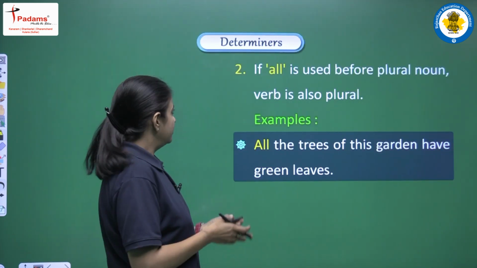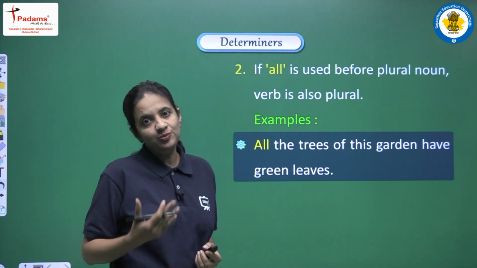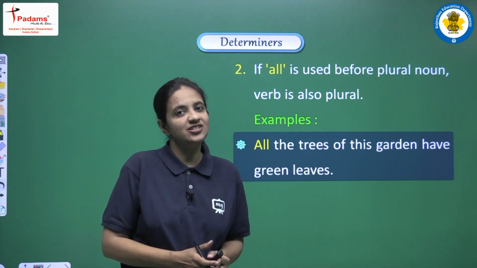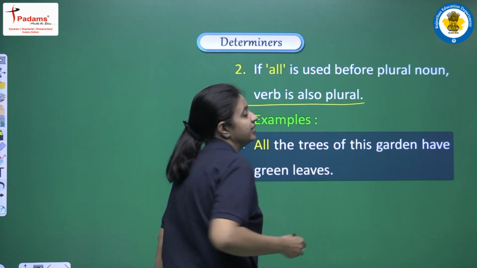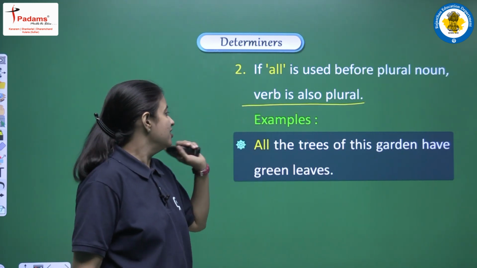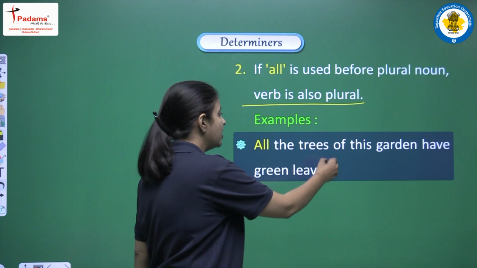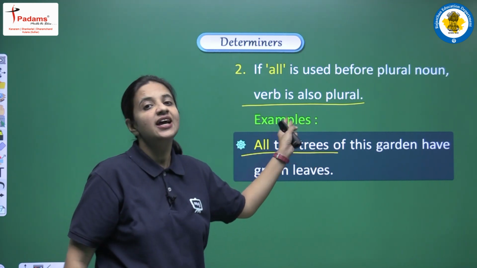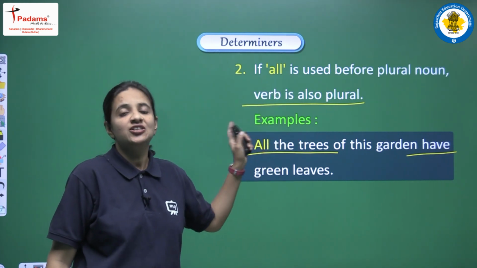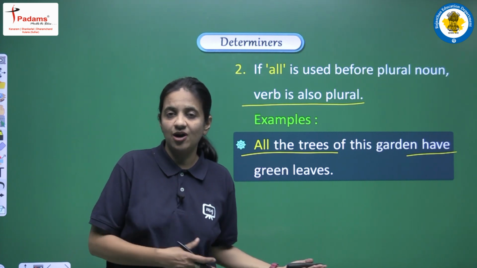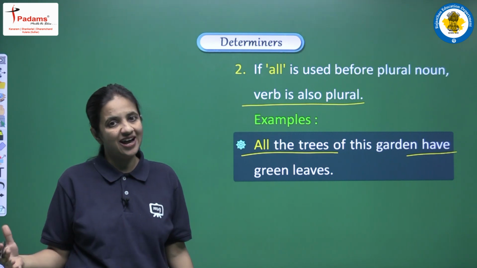Clear? Next point that we are having is, if all is used before a plural noun, the verb is also plural. So again we have to be very careful regarding the structure. If we are having a plural noun, obviously the verb will also be in the plural form. So let's see the example. We are having here: all the trees of this garden have green leaves. So here we are having a plural noun, trees, and this is the reason we are having the plural form of the verb, have, okay. So if we are having a plural noun, then obviously we have to use the plural form of the verb with that plural noun.